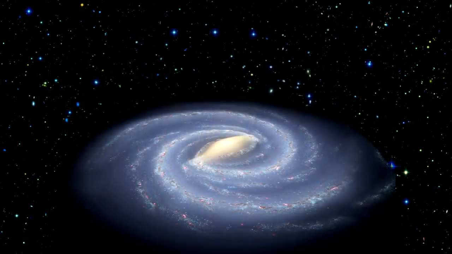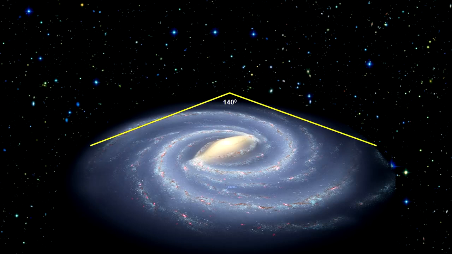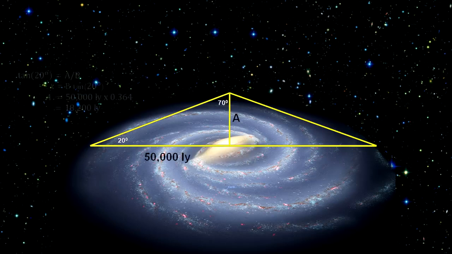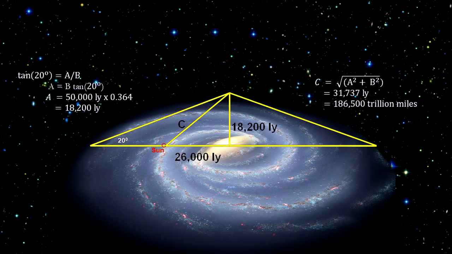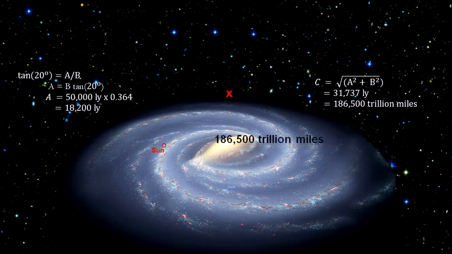Whenever you see a picture of the whole Milky Way, remember that it is an artist's drawing. The size of the galaxy is so large that the distance one must go to see it all is way too far. Here's what I mean. If we assume that our field of view is 140 degrees, we can use trigonometry to find the distance to a point where such a picture could be taken. That point is approximately 186,500 trillion miles from the Sun's current location.